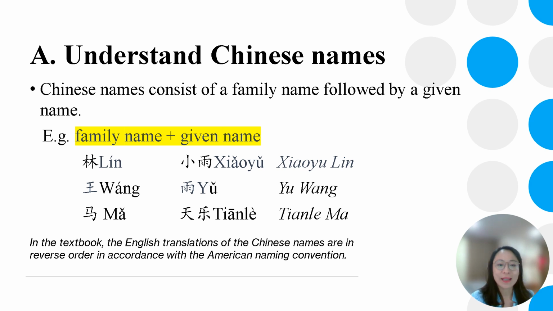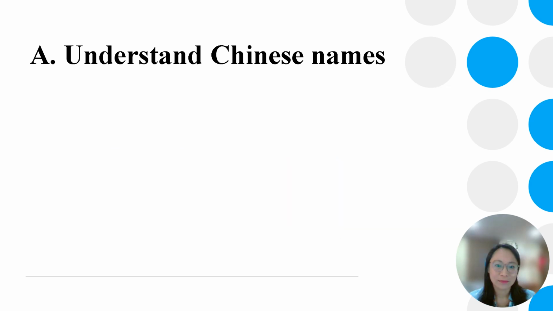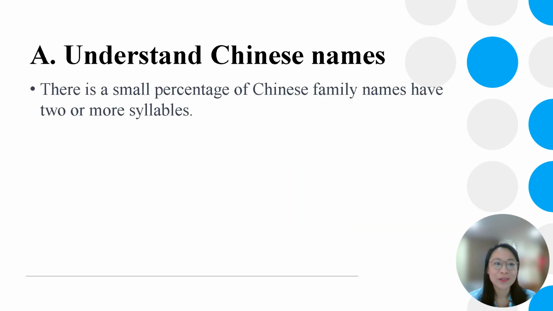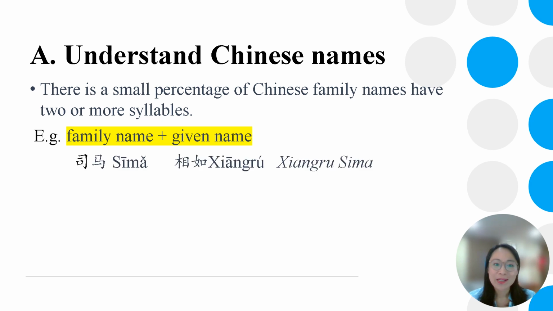In the textbook, the English translations of the Chinese names are in reverse order in accordance with the American naming convention. However, I want to remind you that a small percentage of Chinese family names have two or three syllables. For example, Sima Xiangru, Xiangru Sima is its English counterpart, and Sima actually is the family name with two syllables. Another example is Ouyang Xun, Xun Ouyang is his English name, and Ouyang is his Chinese family name with two syllables.